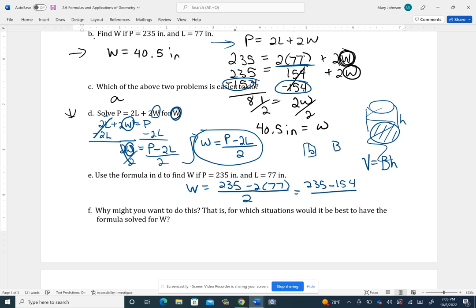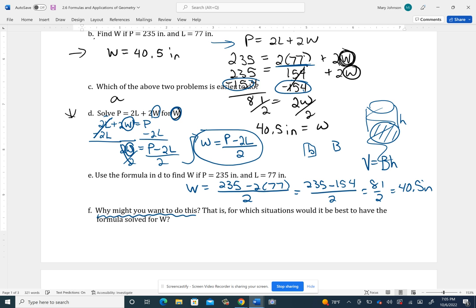2 times 77. It's like I'm not thinking about how to solve. I'm just plugging in and doing the arithmetic. And I wind up with the 40.5 without a lot of effort, without a lot of thinking. Okay. So I wanted to just talk a little bit about why we do this.